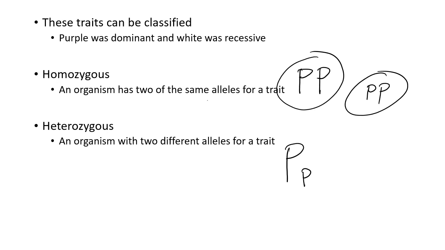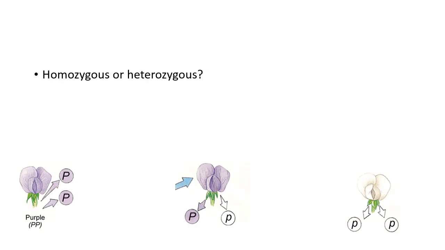So in science, homo means the same and hetero means different. So, which one is this? Hopefully you got it. That one's homozygous. Okay, which one is this one? Big P, little p. This is heterozygous.